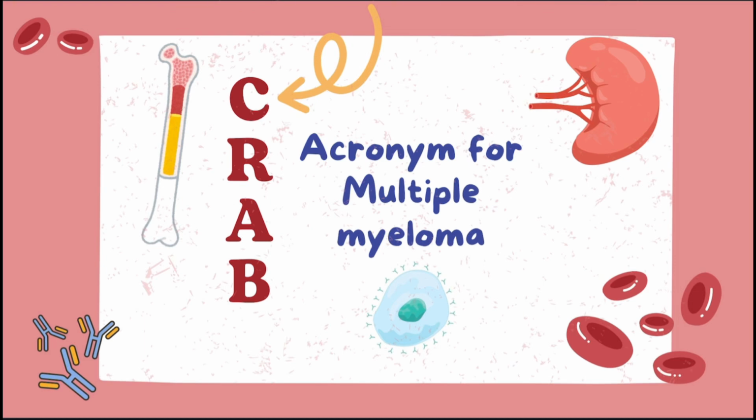Multiple myeloma is a neoplastic proliferation of the plasma cells. So these plasma cells proliferate in the bone marrow and can result in extensive skeletal destruction. We can understand the multiple myeloma defining illnesses by the CRAB acronym.